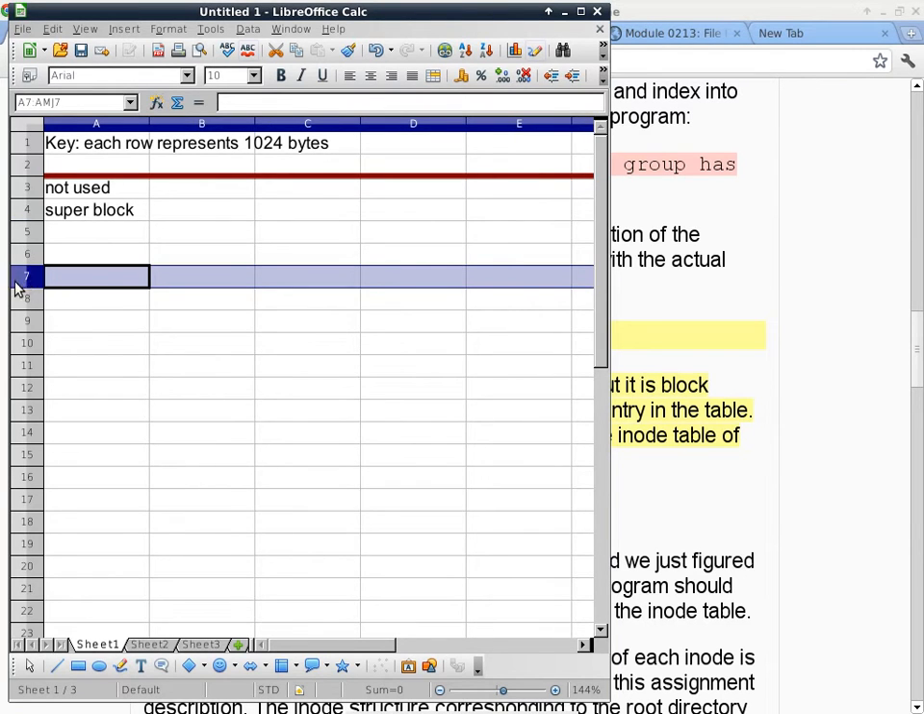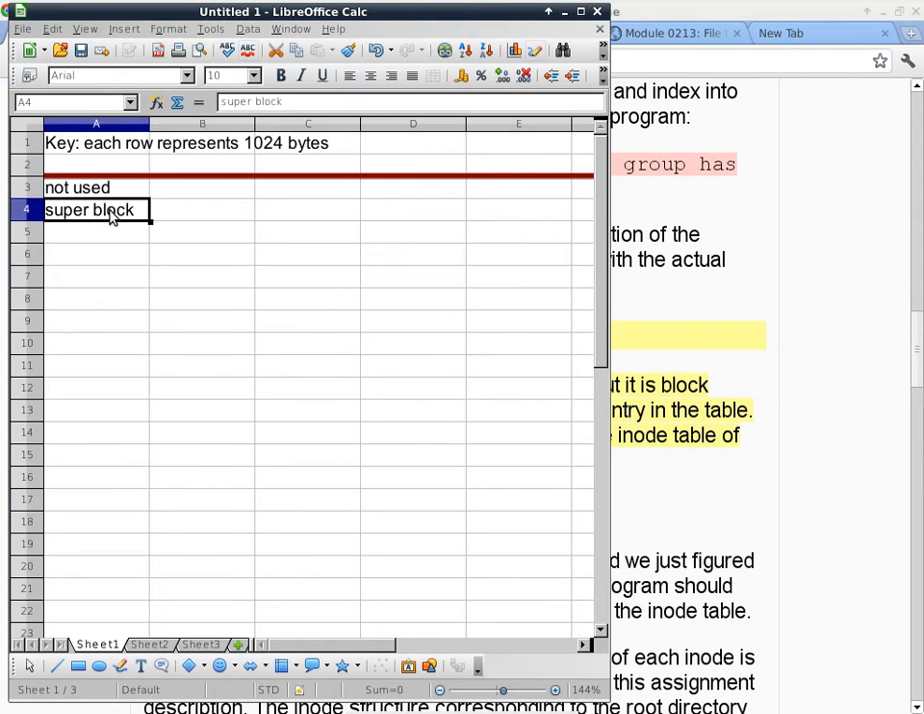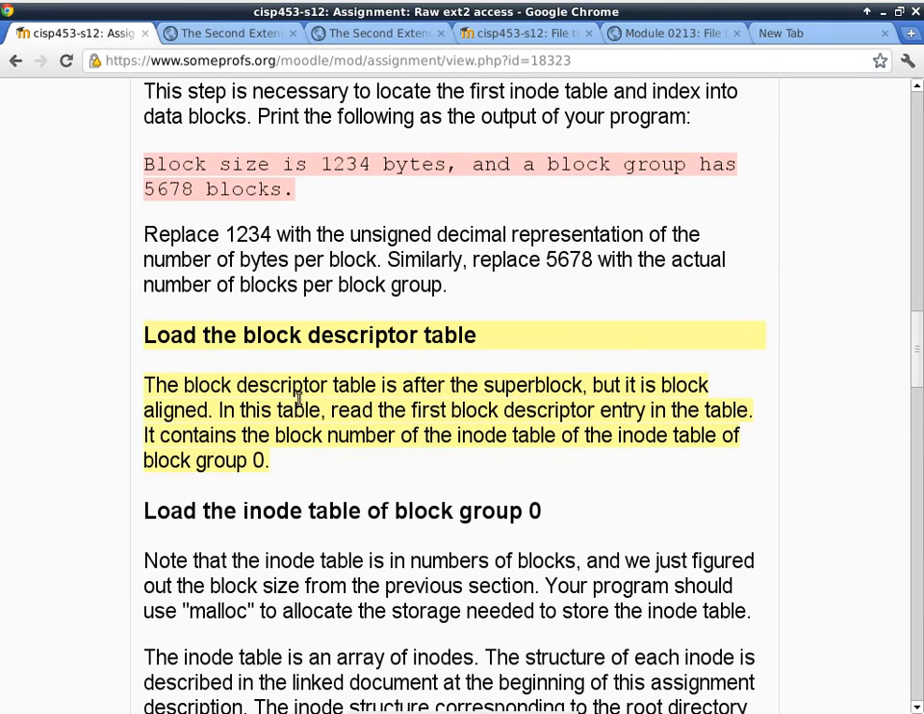The row number is this number. I'm using the row number of the spreadsheet, not the offset from the beginning. But the superblock is one block, correct? The superblock is only one block. The superblock is only 1024 bytes long. Okay, all right, so let's go back to this description here.